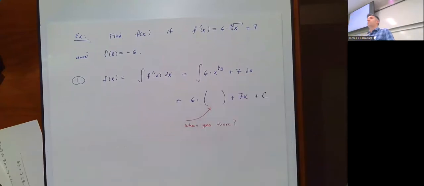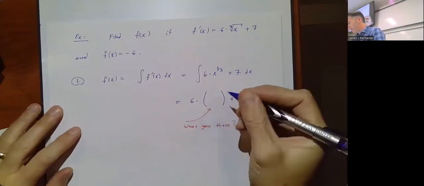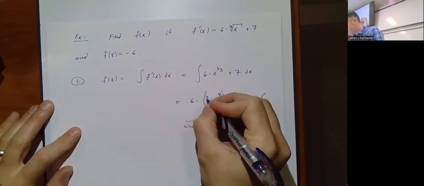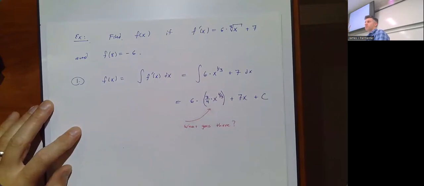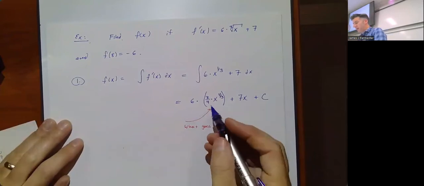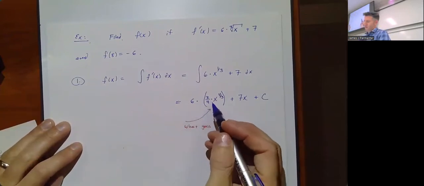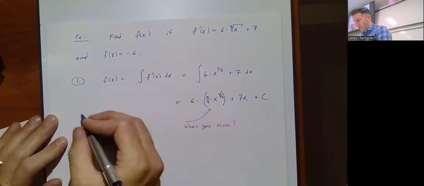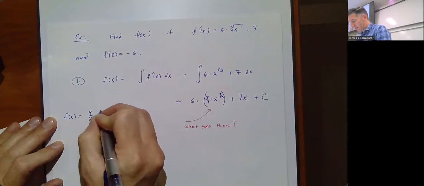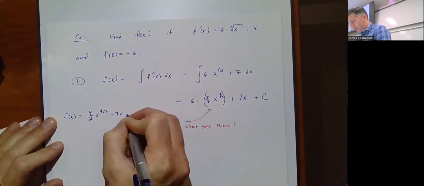So what I want you all to get in the habit of doing is when you get x to a fractional power, immediately saying dividing by 4/3 is the same as multiplying by what? That's right. I usually write x to the 4/3 and I'm like, oh, I'm not going to divide by 4/3, I'm going to multiply by 3/4. It's going to happen a lot, so I would encourage you to get used to that. Simplifying this just a tiny bit, 6 times 3/4 is going to be 9/2. So our function is 9/2 x to the 4/3 plus 7x plus c.